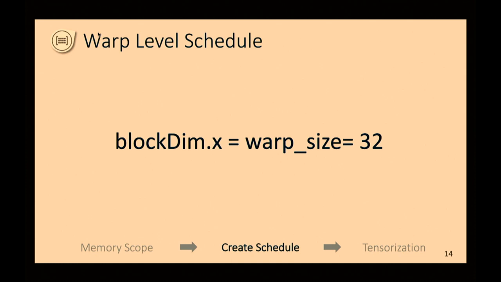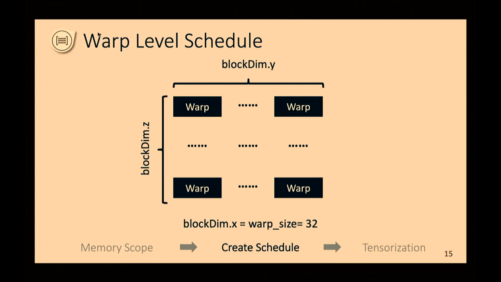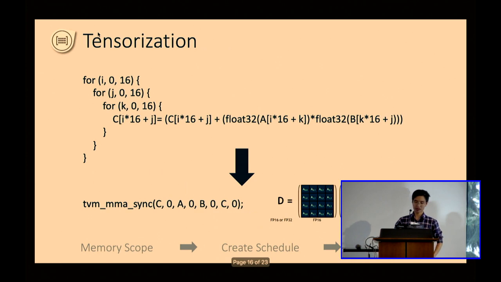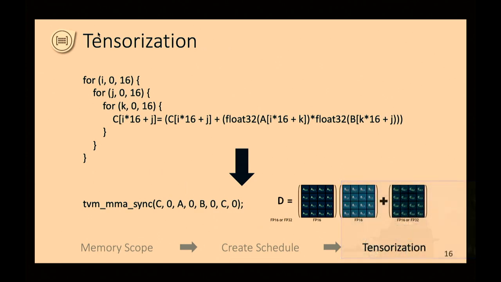After the memory scope, we need a new schedule called warp-level schedule. I provide an easy way here. Just make the block dimension x equal to the warp size, which is 32, so that we have a warp matrix organized by the block dimension y and block dimension z. And we can just bind the thread index x to any loops except the ones that contain the warp-level operators. The last step is the tensorization. Just replace part of the low-level IR with one intrinsic. And we can use such an intrinsic here, just call TVM MMA sync to call the TensorCore operators at the CUDA level.